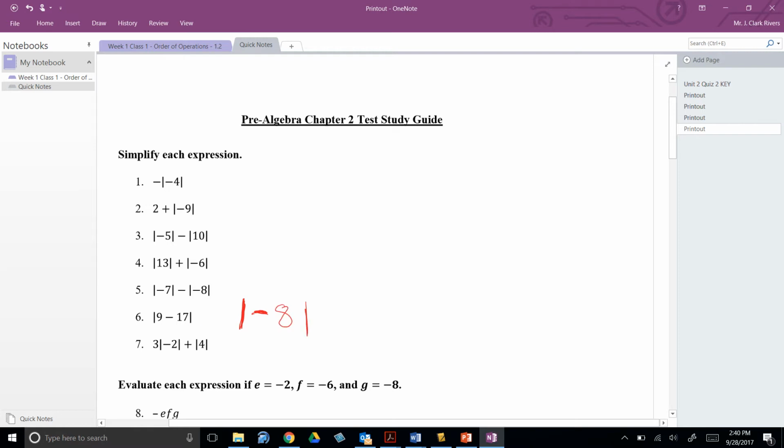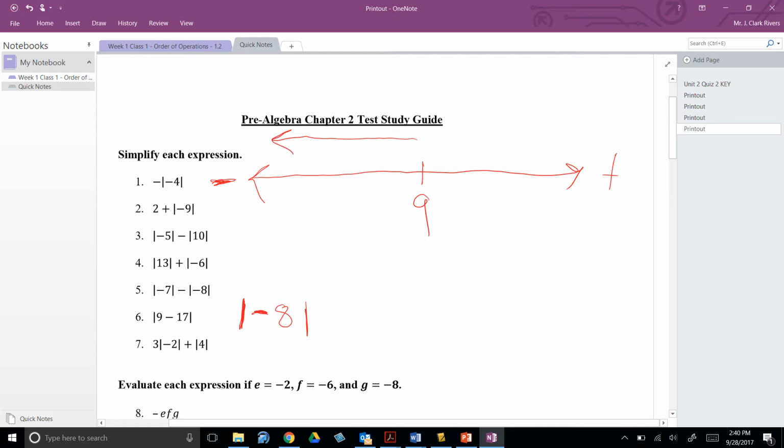Now you could also use a number line here if you're having a hard time with this. So a number line. Okay. We're going to start at 9. We're subtracting 17. Remember, this is the negative direction. This is the positive direction. So we're going to move to the left or to the right. We're going to move to the left.